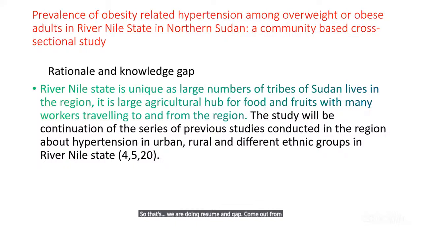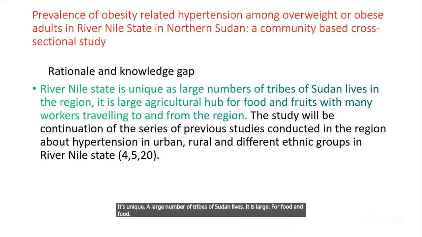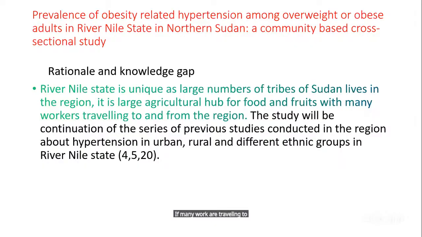The River Nile State is unique as a large number of tribes of Sudan live in the region. It is a large agricultural hub for food, with many workers traveling to and fro from the region. The study will be a continuation of the series of previous studies conducted in the region about hypertension in urban, rural, and different ethnic groups. And so that's the justification for it.